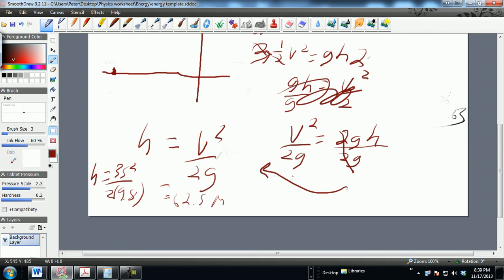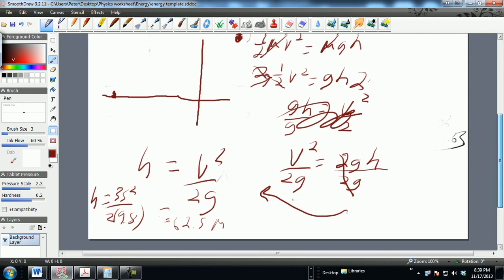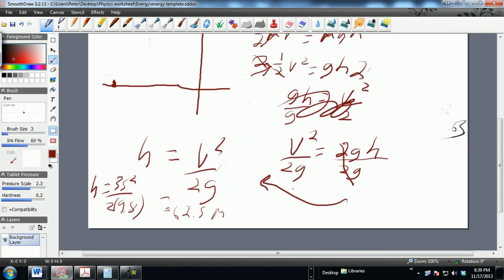Very nice, very powerful, because it's a whole lot easier than trying to do those kinematic equations.